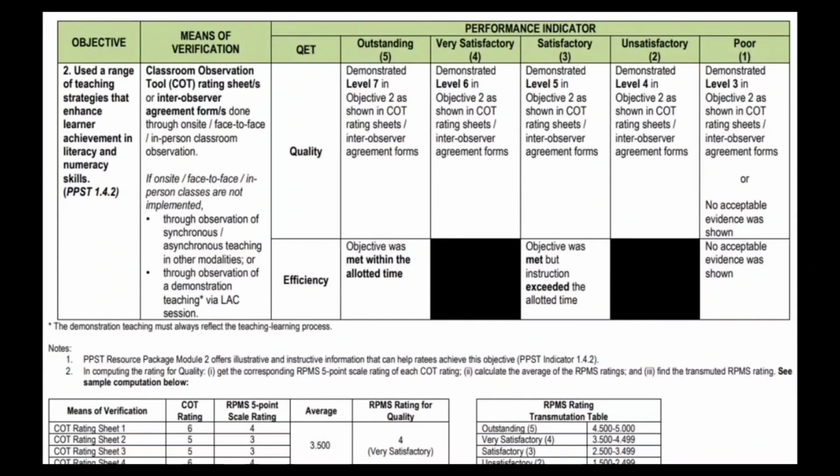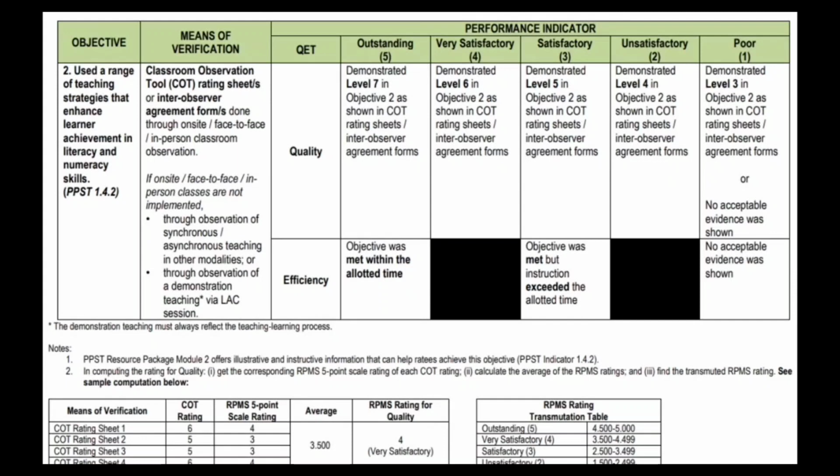Objective 2 is use a range of teaching strategies that enhance learner achievement in literacy and numeracy skills. So the means of verification for this objective are the 2 COT rating sheets or the inter-observer agreement forms done through on-site, face-to-face, or in-person classroom observation. So, dalawang COT rating sheet po ang ating i-attach as our MOV for Objective 2.